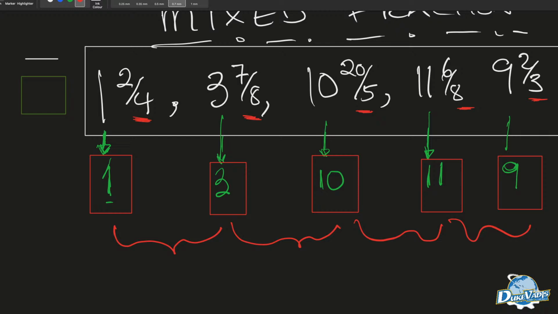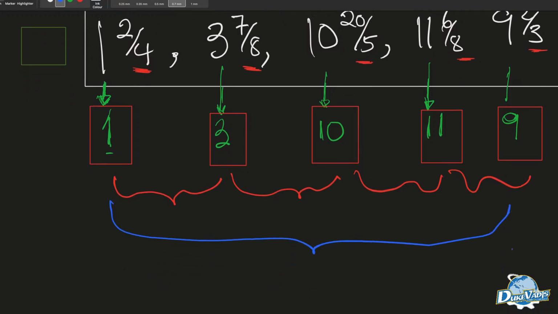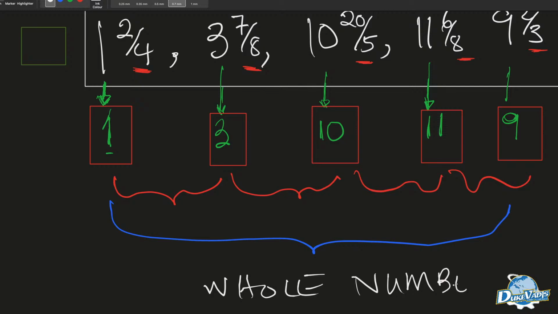So we say 1, 3, 10, and 9 are called whole numbers.